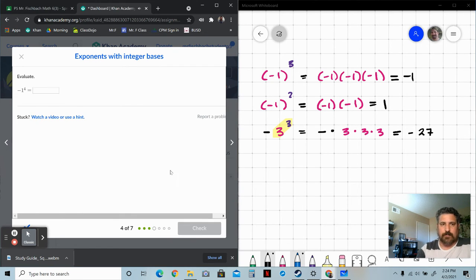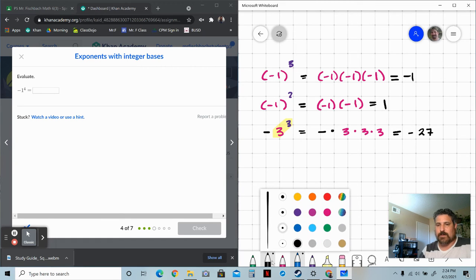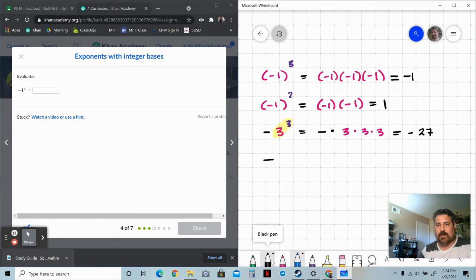Let's do the next one. This one's -1 to the fourth power, but the negative is not included in the parentheses. It's not being raised to the fourth power. So once again, this one's the same as what we had previously. So it's a negative, and then you're going to have 1 as the base raised to the fourth power as the exponent. So this is the same as negative times the quantity of 1 times 1 times 1 times 1. Well, 1 times 1 times 1 times 1 is 1, and negative times 1 is -1. So the answer here would be -1.